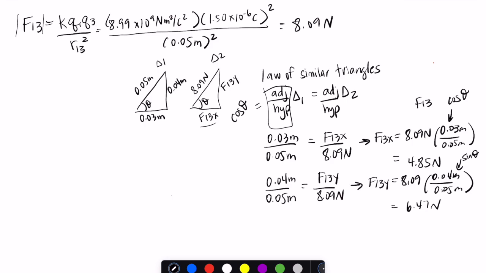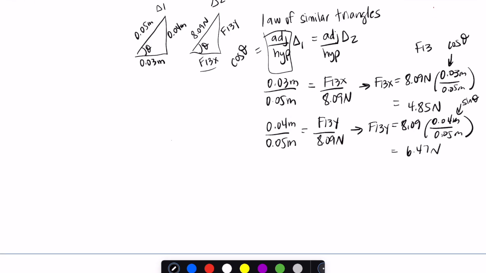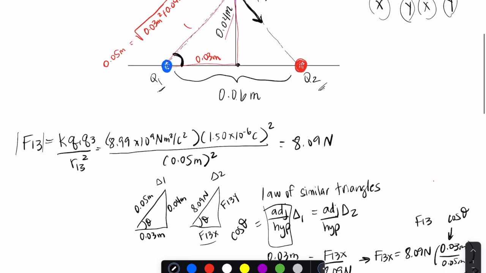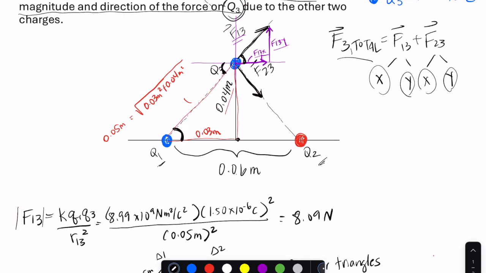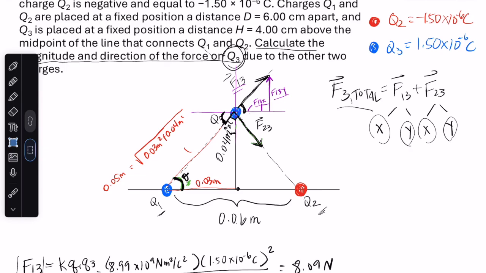So we are getting what you see in the slides, except we're just completely ignoring cosines and sines. We don't need them, right? They're just an intermediary step that isn't really necessary because we're using the law of similar triangles. So here we go. So what we did is, well, we got half of the problem done, right? We found F13, X and Y.